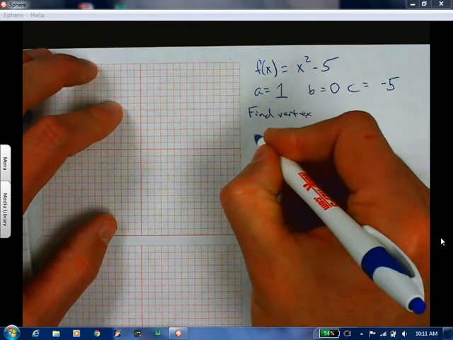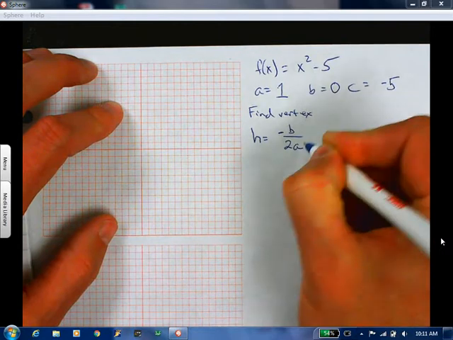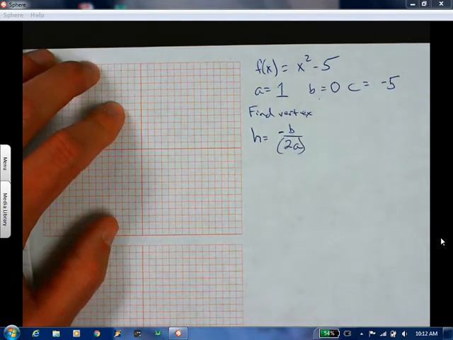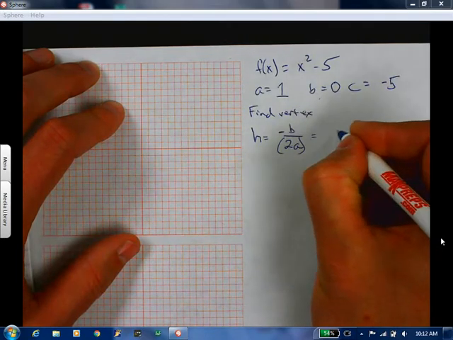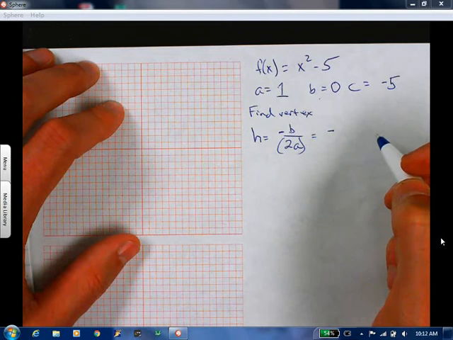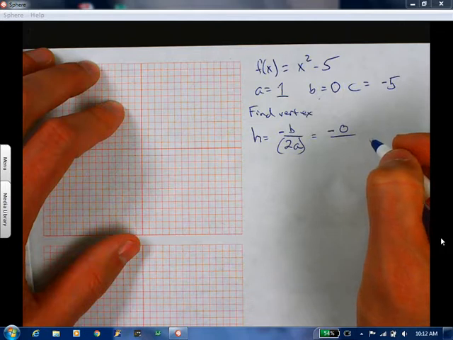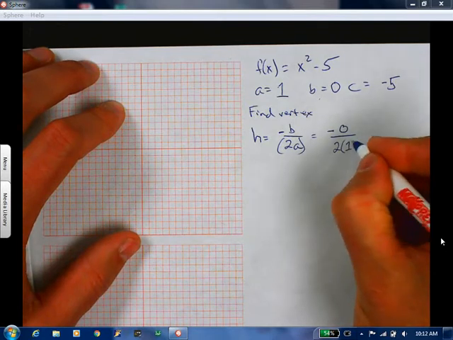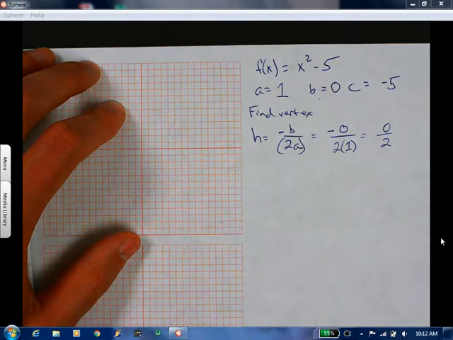Okay. So we're going to find the h value, and that is the opposite of b over 2 times a. If you're using your calculator, make sure you put parentheses around the 2 times a. And we're going to use the numbers that we just wrote down. So that's going to be the opposite of b. What's the b? 0. So what's the opposite of 0? Over 2 times a, which is 1. But you have a 0 on top, so you have 0 over 2, which is 0. That's not undefined. 0 on the bottom is undefined.